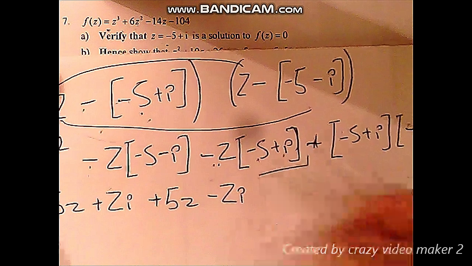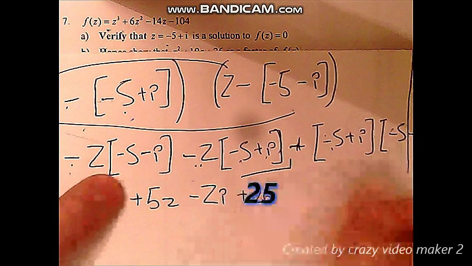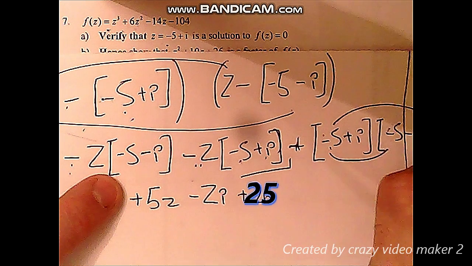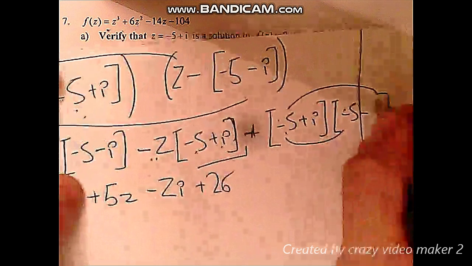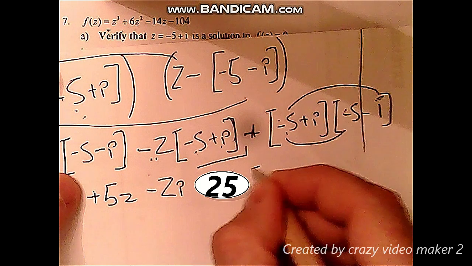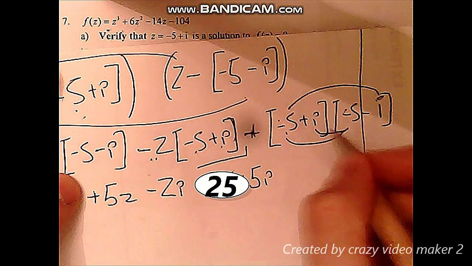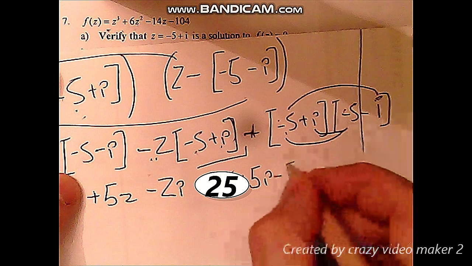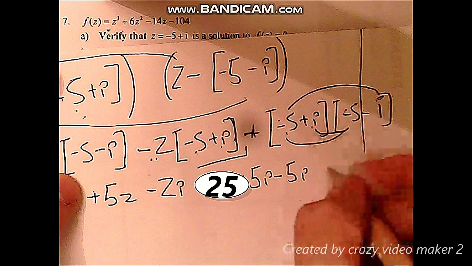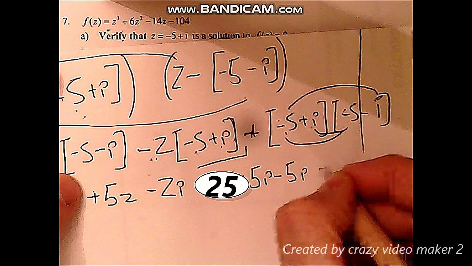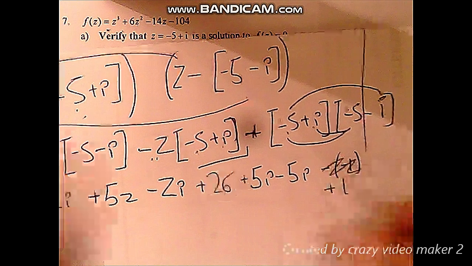Now let's move on to this thing here. We've got FOIL again. Minus 5 times minus 5 is positive 25. Minus 5 times minus i, make sure that's nice, don't mess up, is positive 5i. i times minus 5 is minus 5i. And positive i times negative i ends up being minus i squared, which is minus minus 1, which then changes into a positive 1.